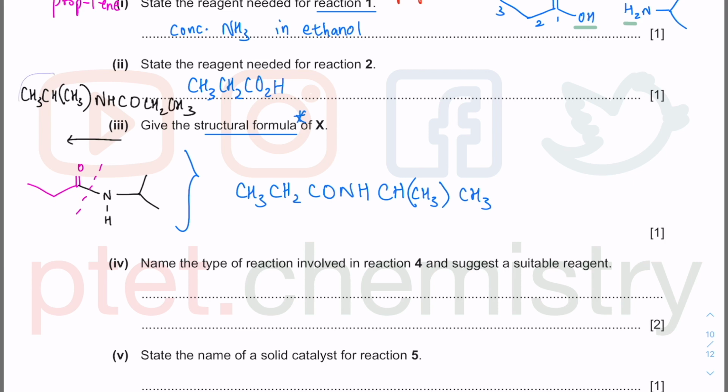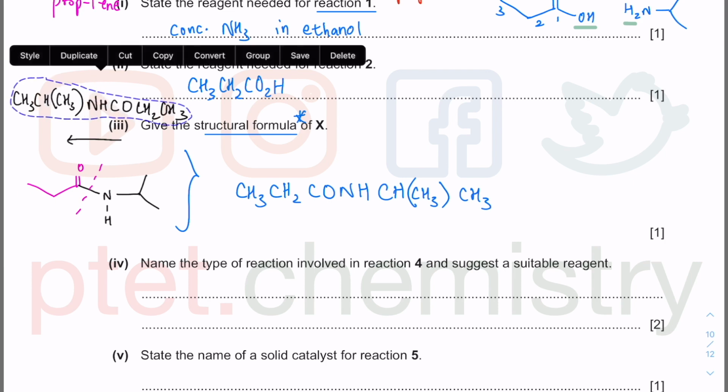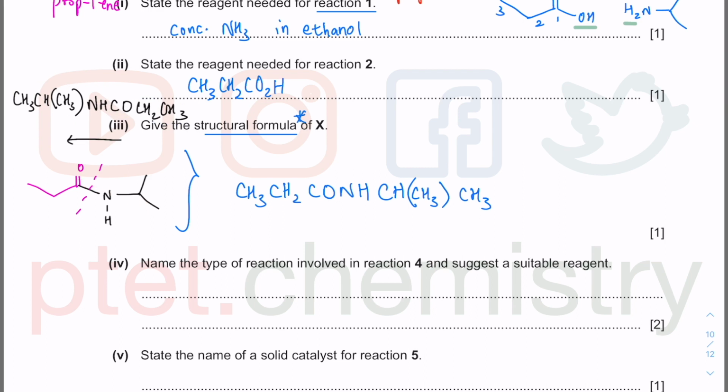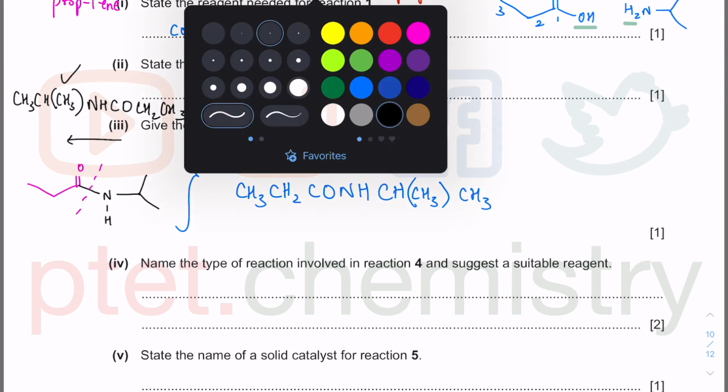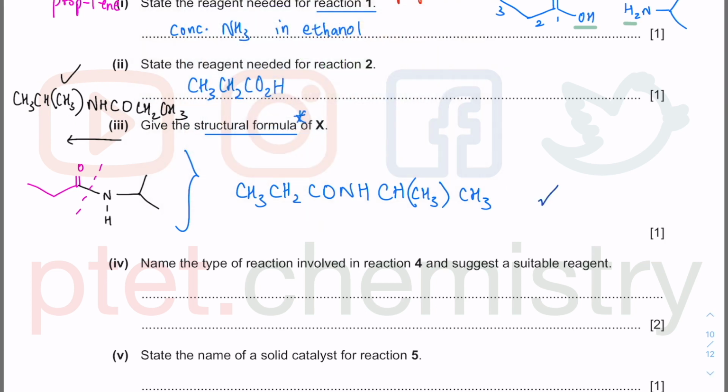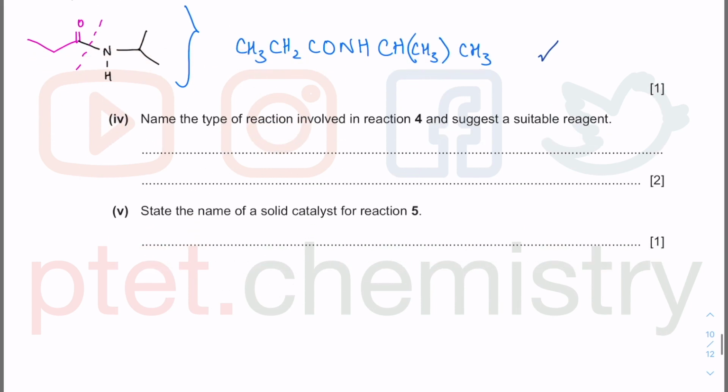Skeletal formula is the same, whether you draw left or right, I guess, but the positioning will be different. They want structural formula, so this black one is correct, and this blue one will be correct as well. But the skeletal formula, though it is the correct product, will not be credited here because they specifically want the structural formula there.